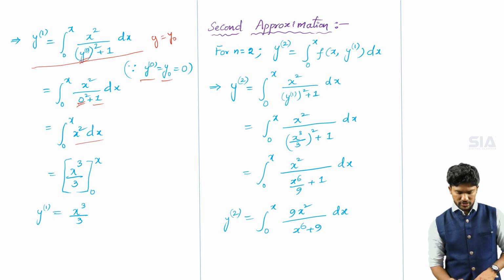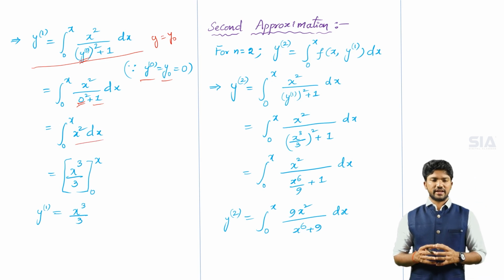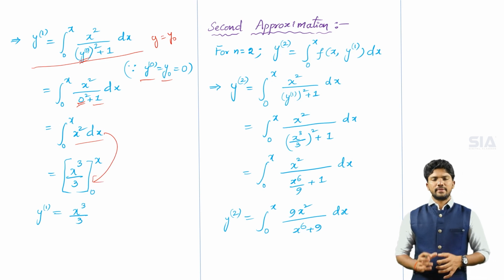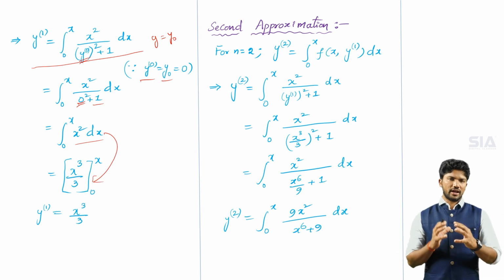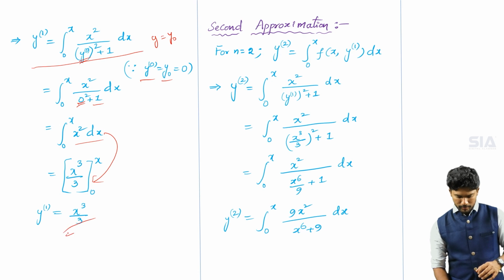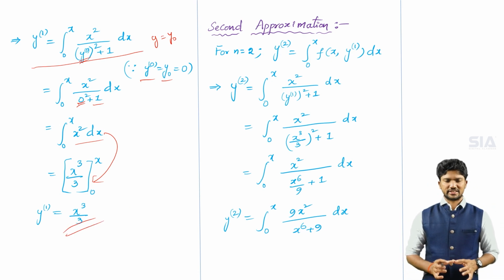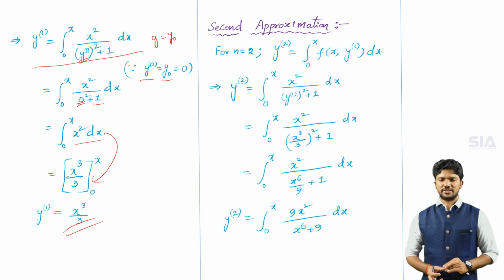So integration 0 to x of x square dx. If you apply the integration, you get x cube by 3 with respect to the lower bound and upper bound. Apply the upper bound and lower bound: x cube by 3 minus 0 by 3, you will get x cube by 3 only. That is the first approximation y.